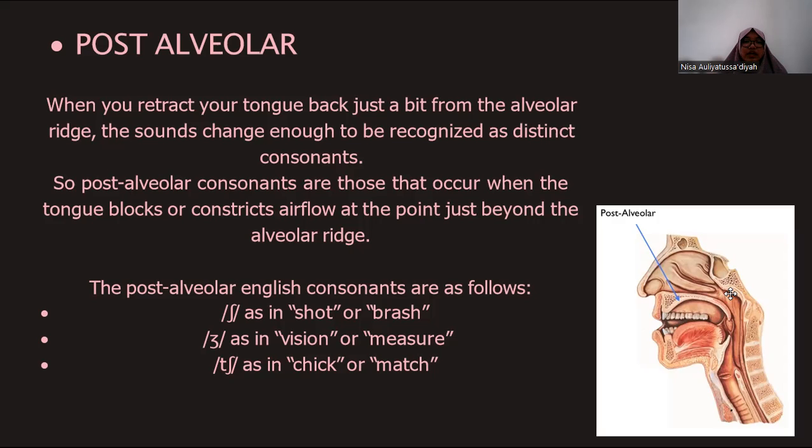The post-alveolar English consonants are as follows: sh, as in shot and brush, and then zh, as in vision and measure, and then ch, as in cheek or match.